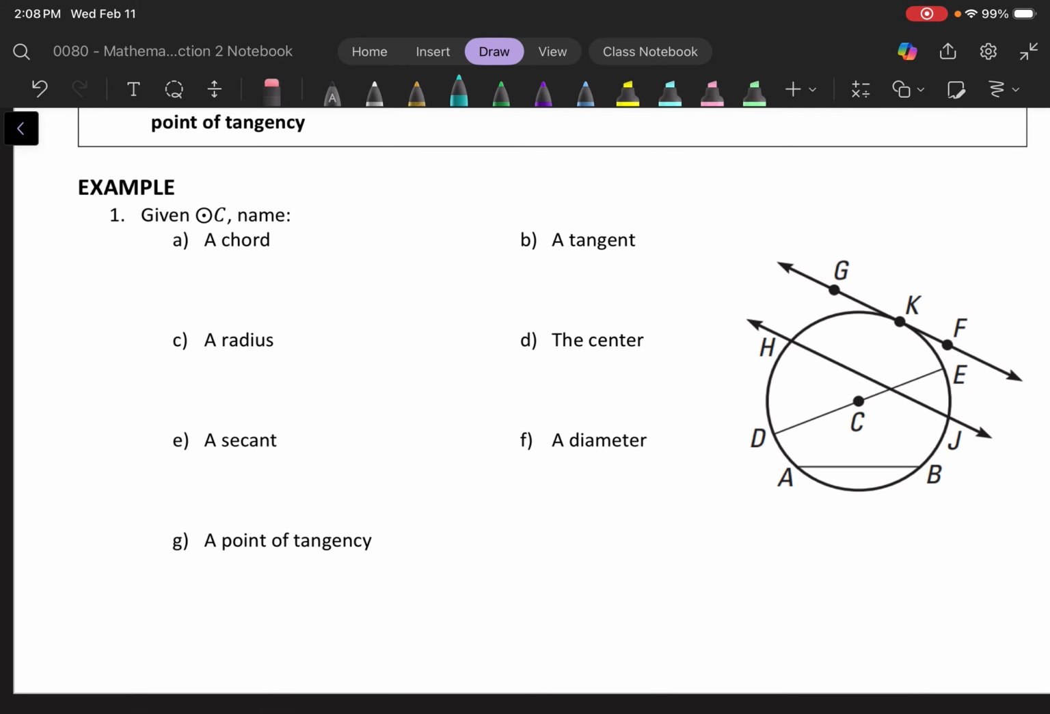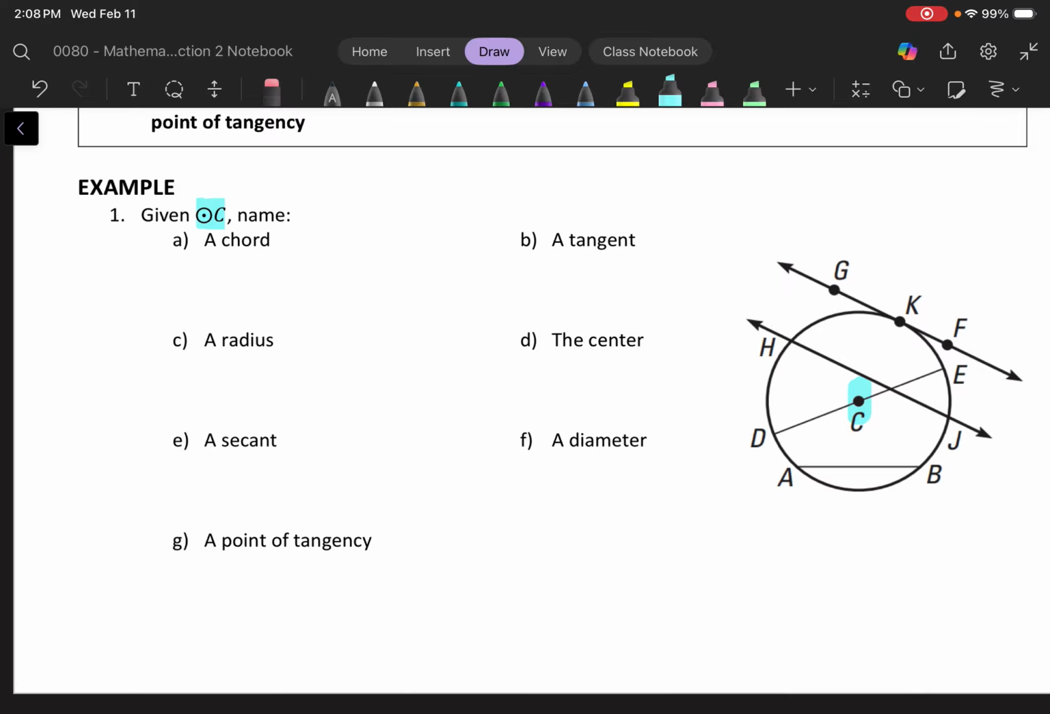And this example is going to talk about us considering circle C. That's how I would read it. And that implies that point C would be classified as the center of the circle. Now, we're going to look at this picture on the right here, and we are going to identify what a chord is in this diagram. We're going to identify what the radius of this diagram is, the secant, etc.